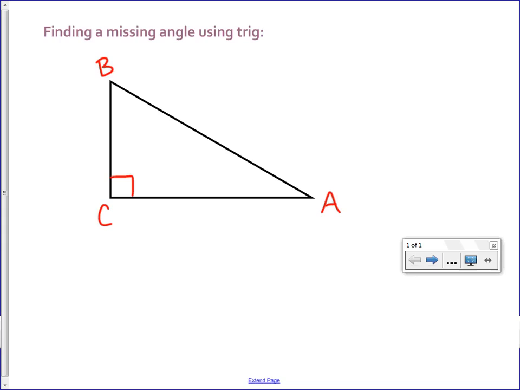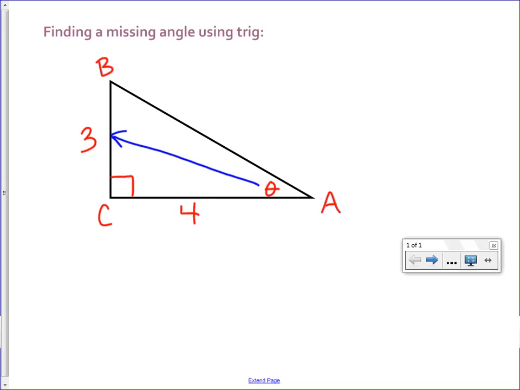So I'm not going to give you angle B. Instead, I'm going to give you two of the sides. So if I know that this is 3 and this is 4, and I want you to find angle A, that means that would be theta. And I don't know what it is. So I'm going to try to figure out whether I should use tan, sine, or cosine to get that angle based on the two sides that I have.